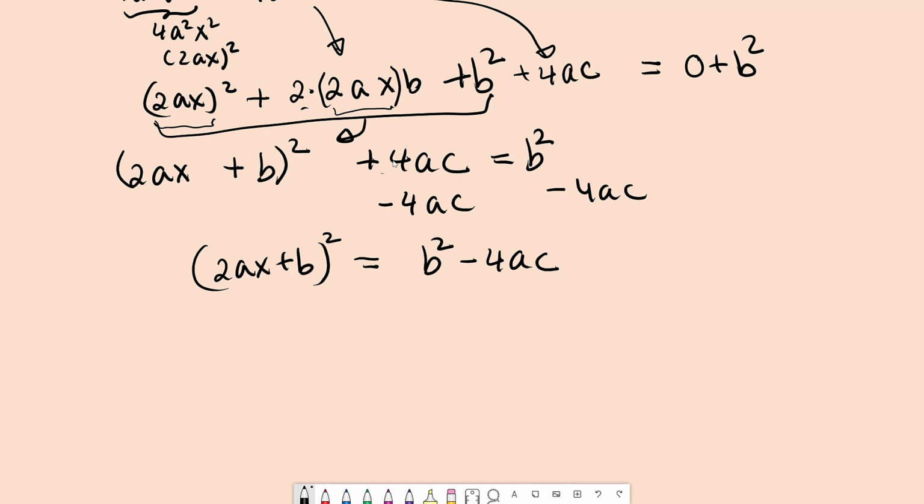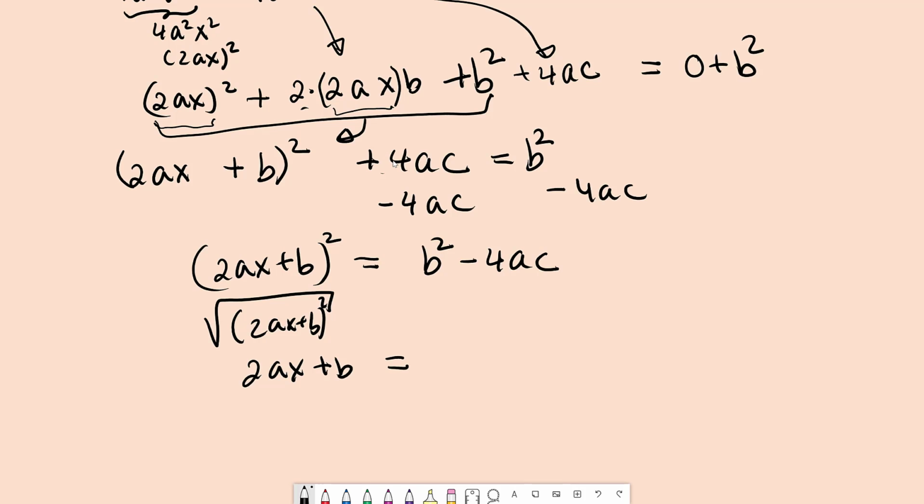Okay, we're almost there. Our next step will be to take a square root of this equation. And again, when we take a square root of one side, we have to take a square root of the second side as well. So when we take the square root of a squared item, so we have the square root of 2ax plus b squared, well, obviously, the square root is just the inverse of the square, and so what we'll get here is just 2ax plus b.